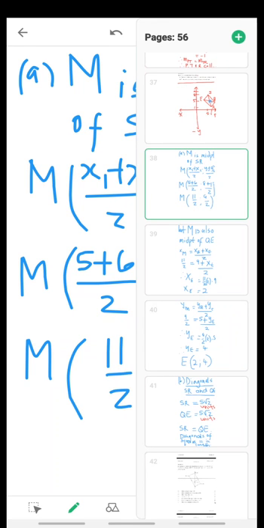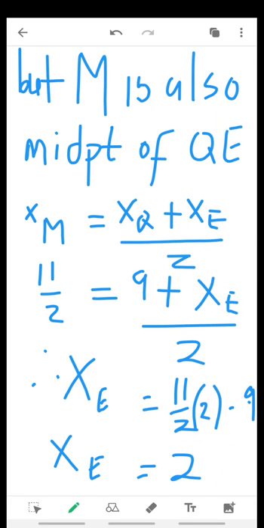But how does this help us? M is also the midpoint of QE. So using the coordinates of Q and E, where E is (x, y), I've now separated the x part and the y part. And this will help me to find the coordinates of E.